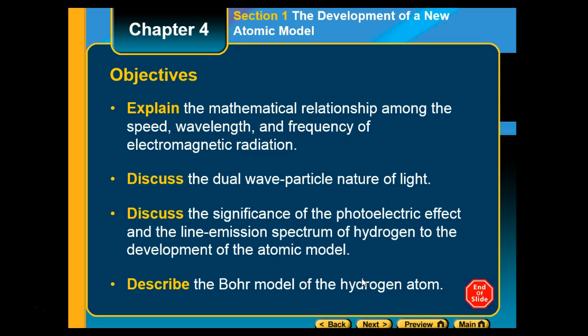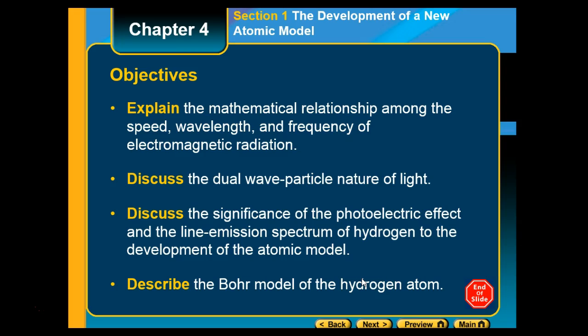of electromagnetic radiation. We'll also learn what electromagnetic radiation is, obviously. The second one, discuss the dual wave-particle nature of light. Dual means two, and so we're going to talk about the way light behaves like a wave and how it behaves like a particle. The third one is discuss the significance of the photoelectric effect and the line emission spectrum of hydrogen to the development of the atomic model. And then finally, describe the Bohr model of the hydrogen atom.